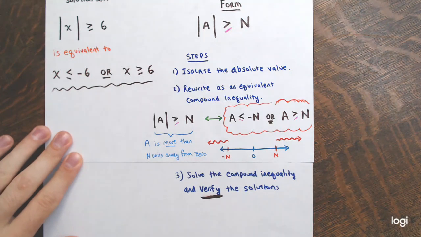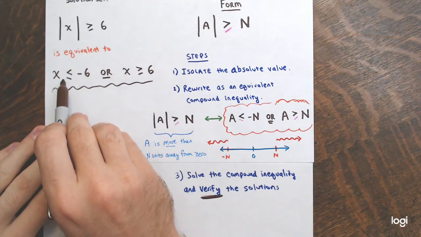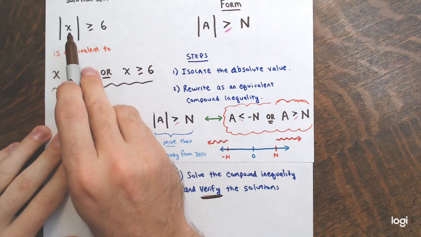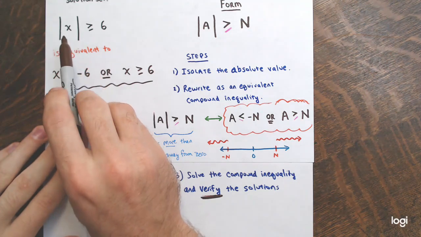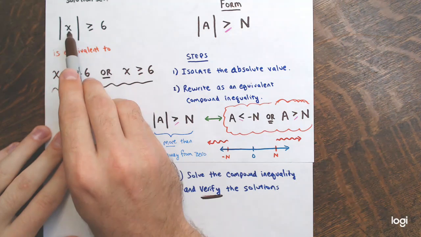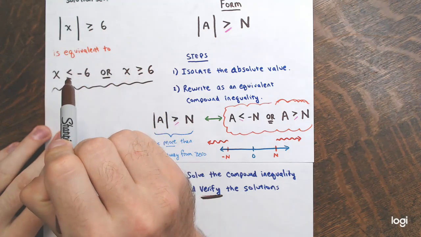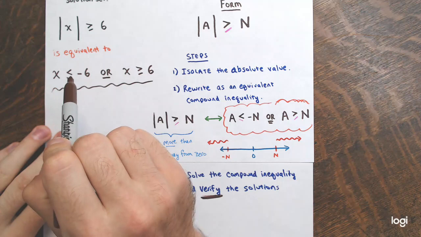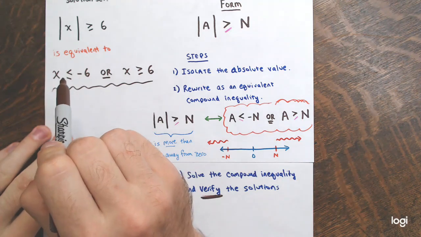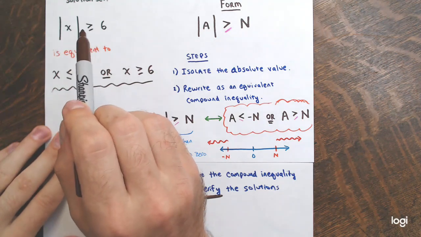Well, let's just pick some examples. How about negative 7? That's less than negative 6. If I replace x with negative 7 in the original inequality, the absolute value of negative 7 is positive 7. And is 7 greater than or equal to 6? Yeah, 7 is greater than 6, so that's true. And go ahead, try negative 8, negative 6.5, negative a million, negative a billion. Anything less than negative 6 or negative 6 itself should make this true.